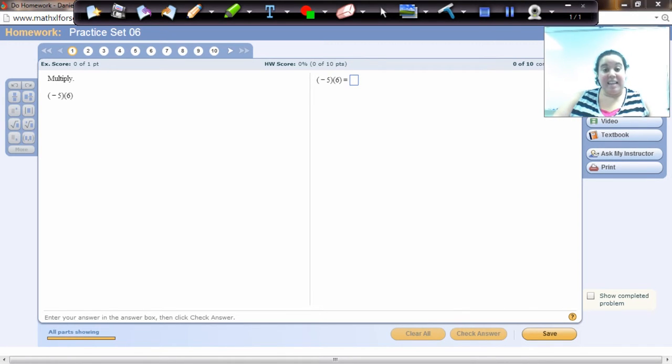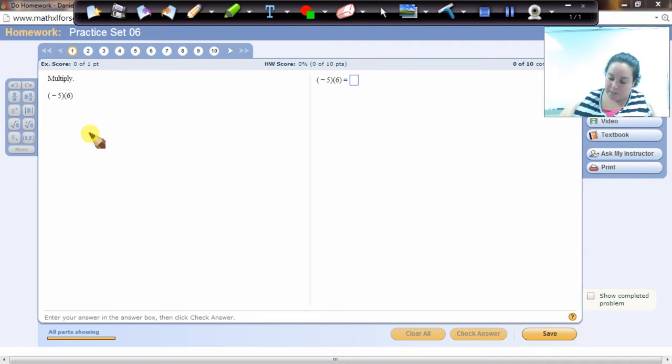We talked about adding and subtracting signed numbers. Now let's talk about multiplying and dividing signed numbers. So in this case, we have negative 5 times 6. When you have a negative number times a positive number, you get a negative number. When you have two negatives, you get a positive number. So let's just look at some examples.